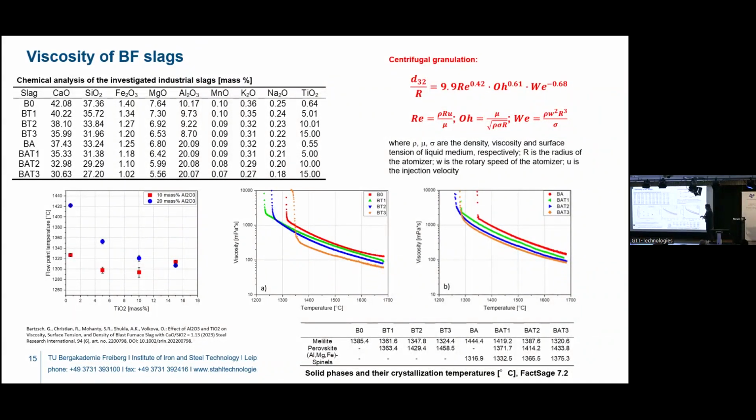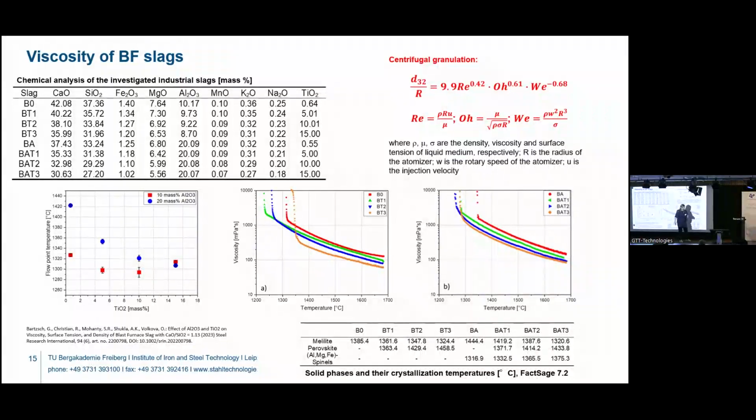Okay, so we measured viscosity as a function of temperature and of alumina and titanium oxide. The viscosity increases with alumina and decreases with titanium oxide, but we have breaking points, yes? Breaking points on our viscosity lines. And the breaking points, for example, in this case, you can see it, the breaking points at first decrease with titanium oxide and after that increase again, yes?